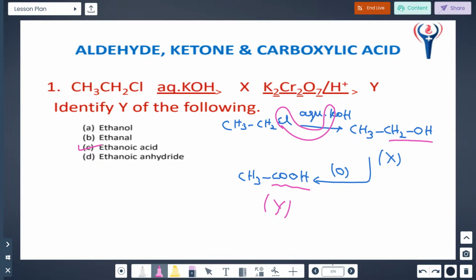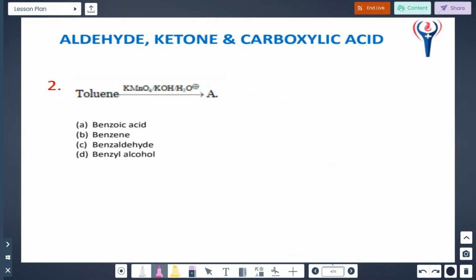Are you following? Now the next one. Toluene. This also involves a strong oxidizing agent in alkaline medium. And also we should add H3O plus, which means acid hydrolysis. So at last we get the common product A.